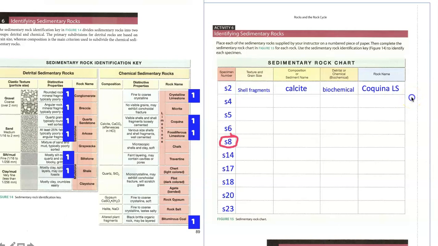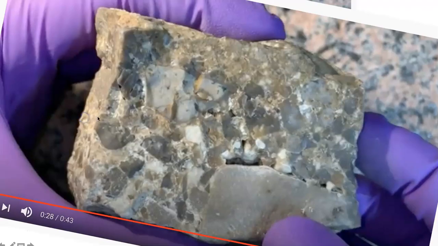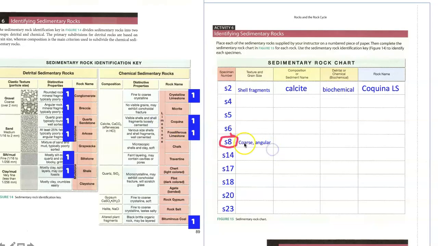Let's do S8. We look at the video and we can see that there's lots of different rock fragments within the rock. They're rather large and they do seem to be rather angular. They're not well rounded. So we're going to say that the material in the rock is coarse, it's larger than 2 millimeters, and it's angular. It seems to be what we would call gravel.